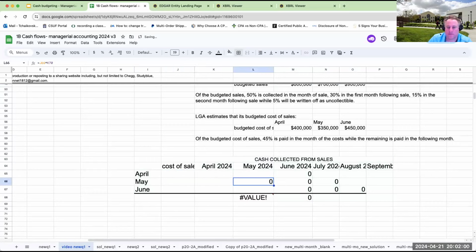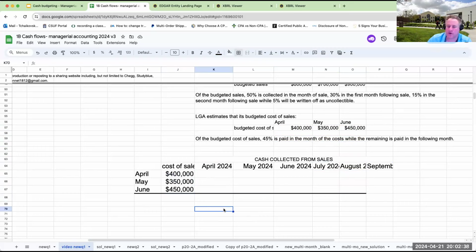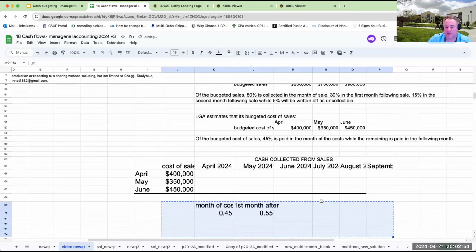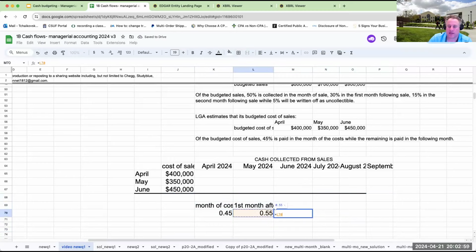So when we look at this, it says of the budgeted cost of sales, 45% is paid in the month of the cost, while the remaining is paid in the following month. So we're going to go ahead and put 45. If the remaining is being paid in the following month, that must mean we have 55% being paid. I love the math of accounting. It is always the absolute best. And this must add up to 100%.